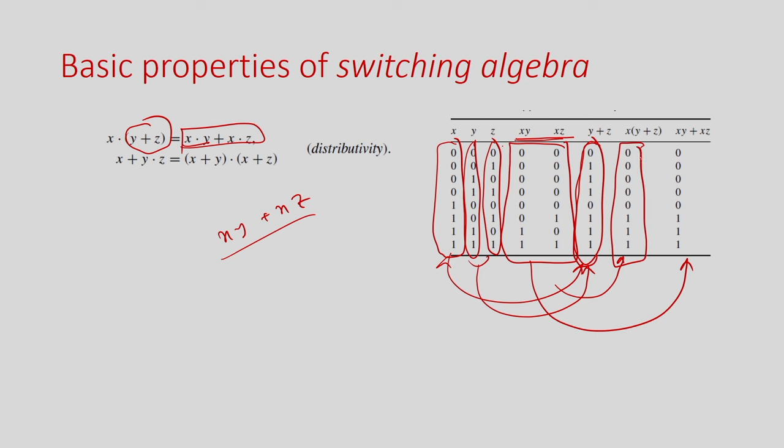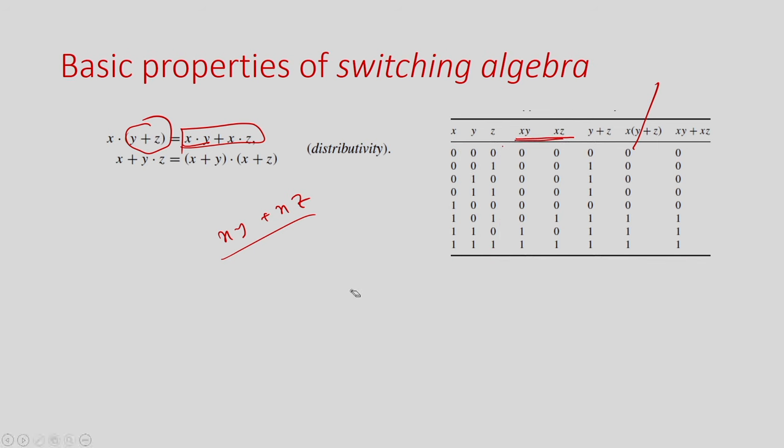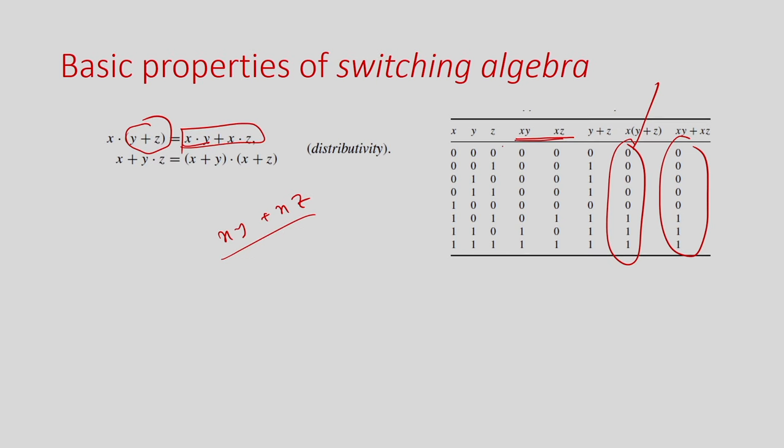So this is basically my LHS expression, x dot y plus z. Now, if you look into this table, this particular column and this column have the same value in the same row, right. So it basically says that these two expressions are equivalent, because for all possible values of x, y, z, their outcome is the same, right. So this way I can prove any other Boolean expressions.